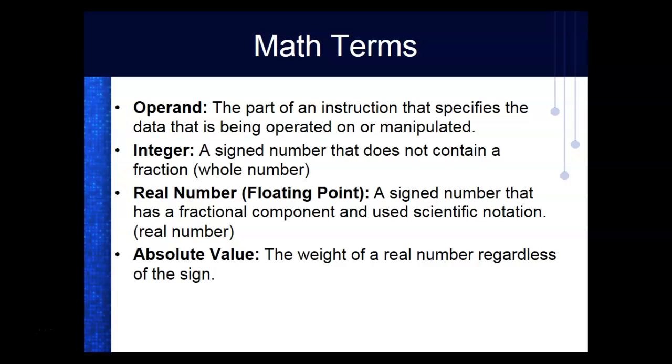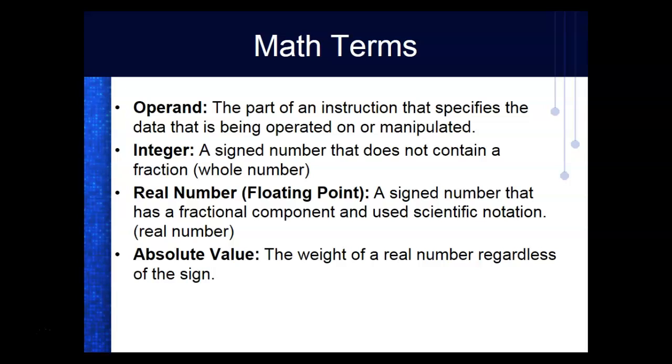Operand, we need to make sure we understand this. This is the part of an instruction. This is the number that the instruction is operating on and manipulating. So if I was to add 3 plus 2 plus 5, then 3, 2, and 5 would all be operands. And then the plus would be the instruction that tells it what to do, right? Does that make sense?